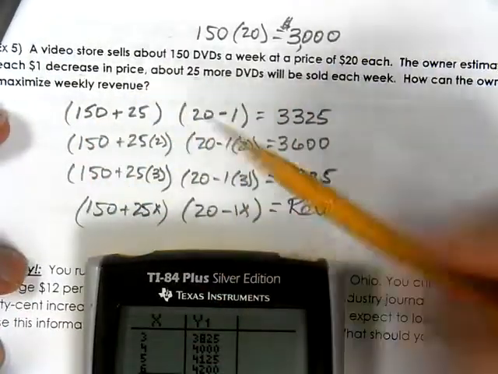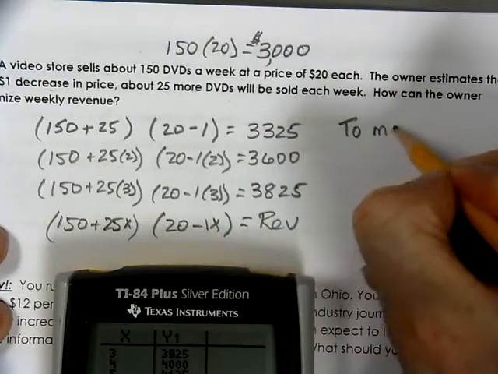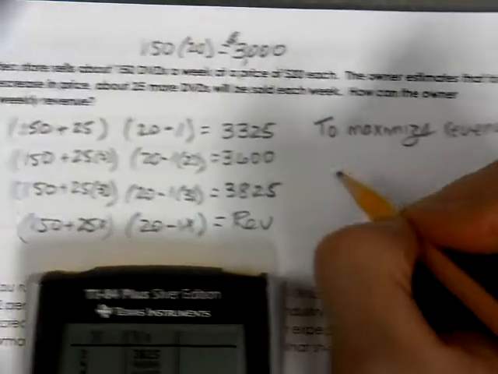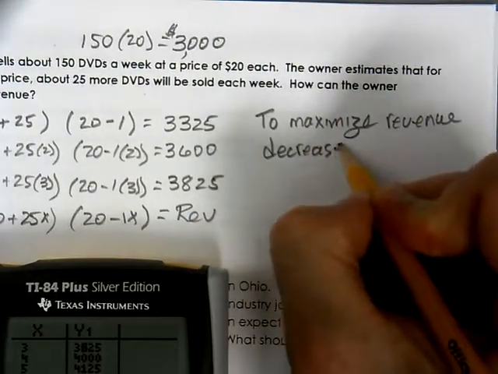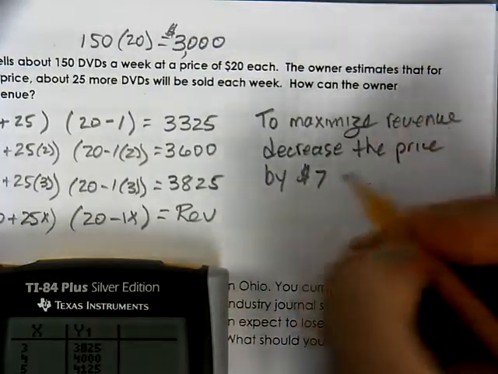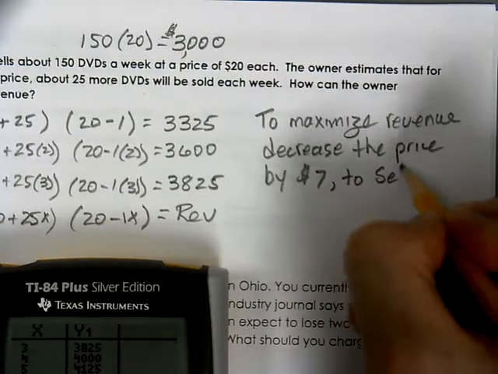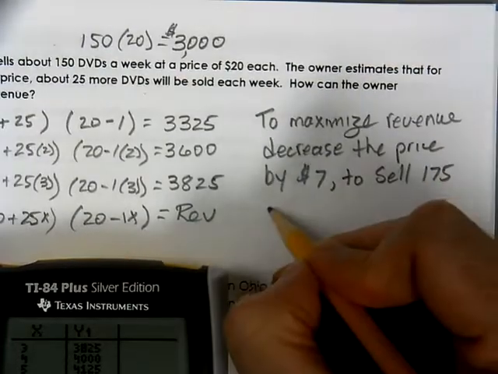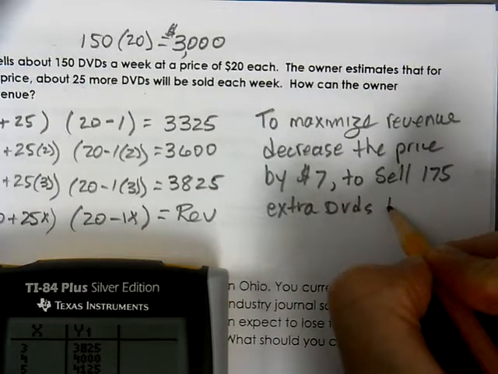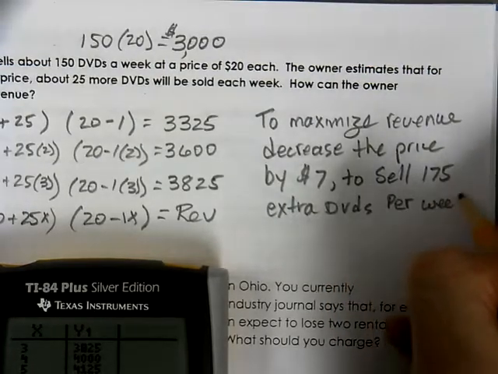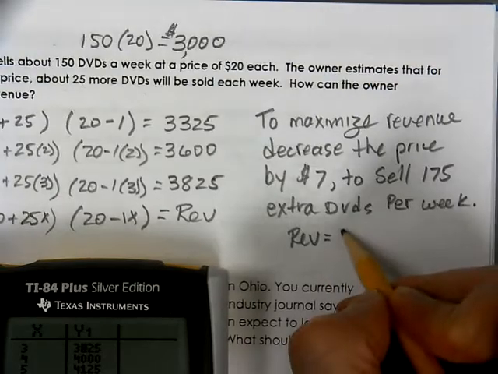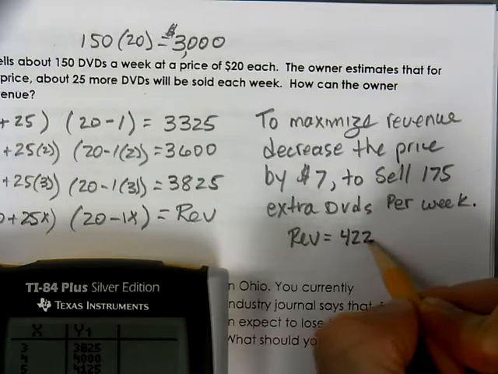So how can the owner maximize revenue? To maximize revenue, decrease the price by $7 to sell 175 extra DVDs per week. And our revenue would equal $4,225.